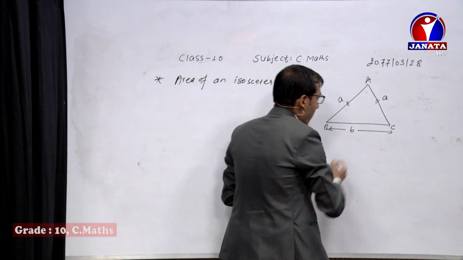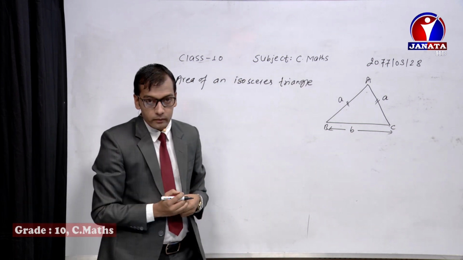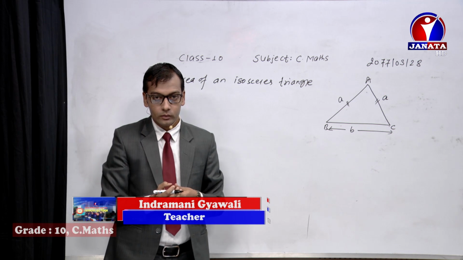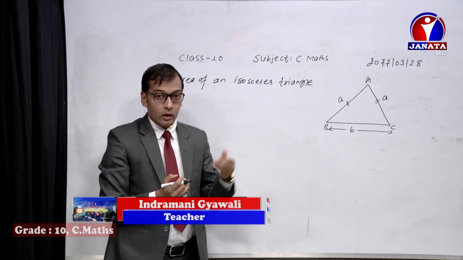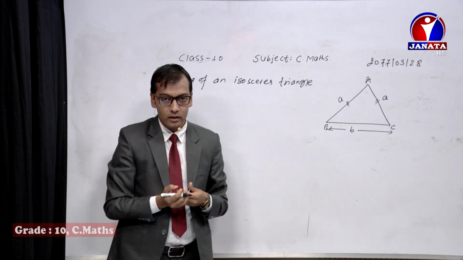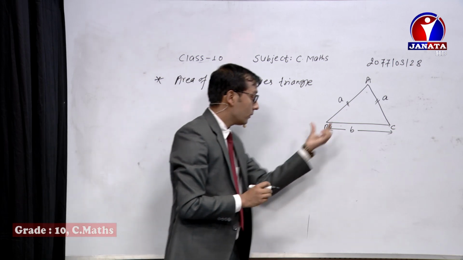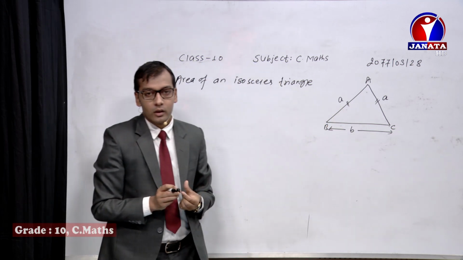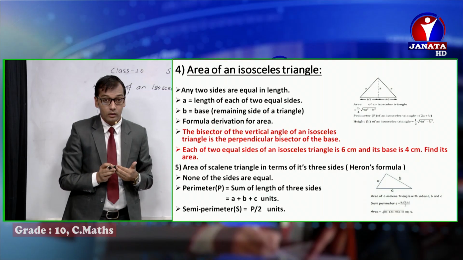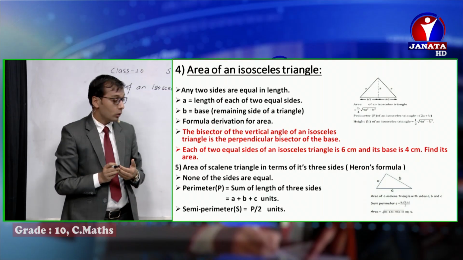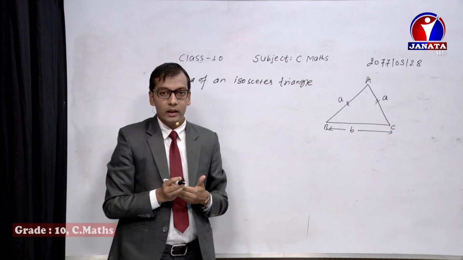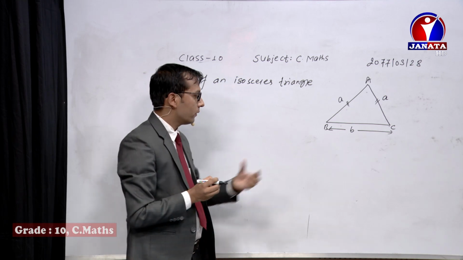Okay, so here again I am going to derive a special formula for the isosceles triangle, but we can use the common formula, 1 by 2 times base times height. But for some triangles like the isosceles triangle and equilateral triangle, there are some special formulas that will make calculation easy. So let's derive the special formula to find the area of this triangle.